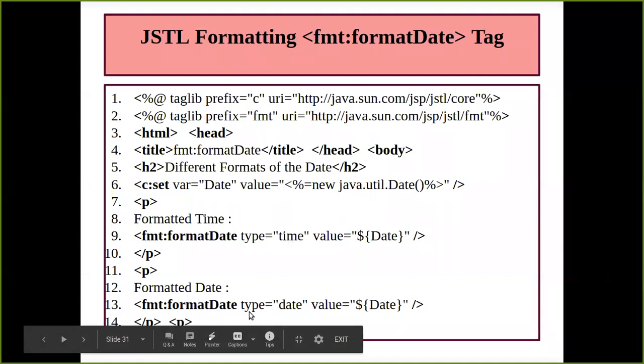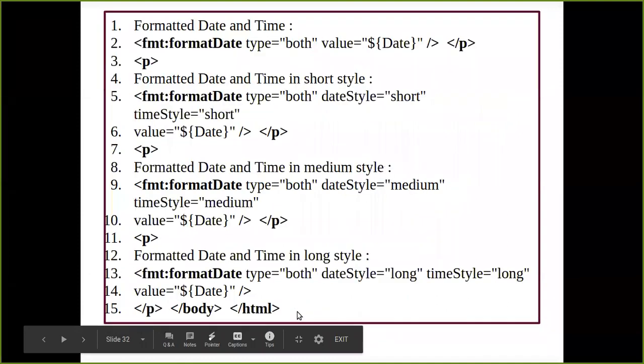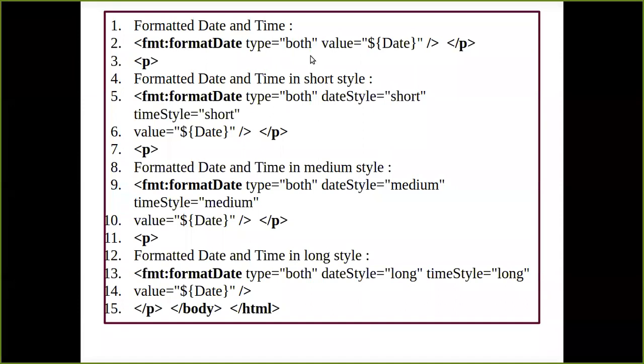Next one, format date. What type do we want now? Instead of time we just want the date, so it is just going to print the date. We have seen in the previous one that if I write type equals both, it is going to print both time and date. Now if I want to give the style, we say type should be both, that means both time and date we want. Date style should be short, and time style also short.